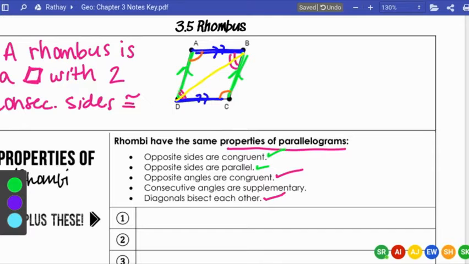So if I draw in diagonal BD and diagonal AC, it does not say they are equal, but they bisect each other. And I can tell they're not equal. The yellow one, BD, is clearly longer than that brown one, AC.